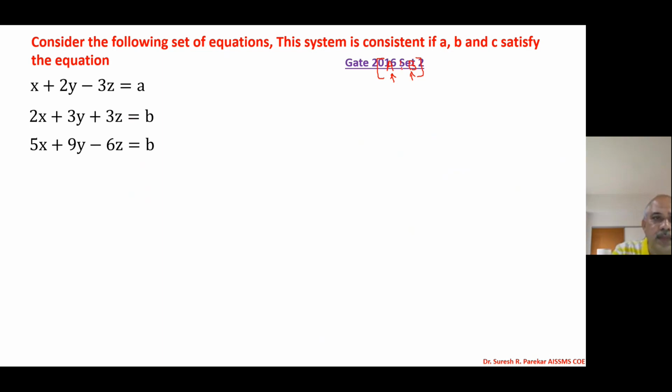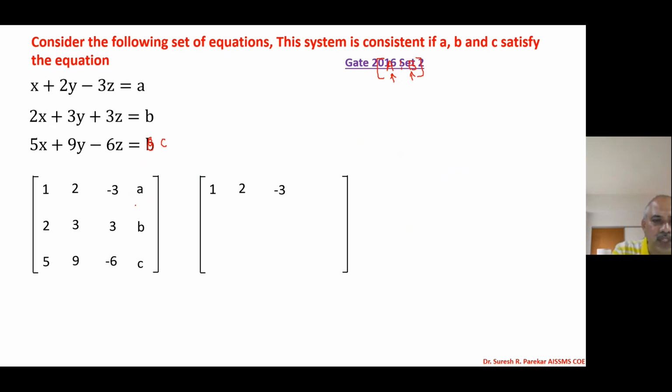Then we have x plus 2y minus 3z equal to A, then 2x plus 3y plus 3z equal to B, and then 5x plus 9y minus 6z equal to C. And we will write it in terms of the AB form. Now the first operation we are going to make is on R2, that is R2 equal to R2 minus 2R1, and simultaneously R3 equal to R3 minus 5R1.